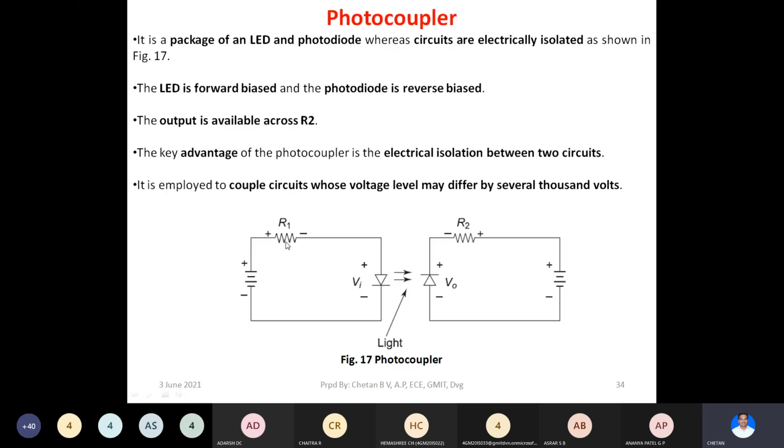This load can also be one more circuit or else simply a resistance, right? So from this LED, light falls on this photodiode, and depending on the intensity of light that falls on this photodiode, the current would flow through this photodiode in a reverse condition. Initially, a small amount of reverse current will flow, which is also called a dark current. That is due to the reverse biased polarity of the battery.